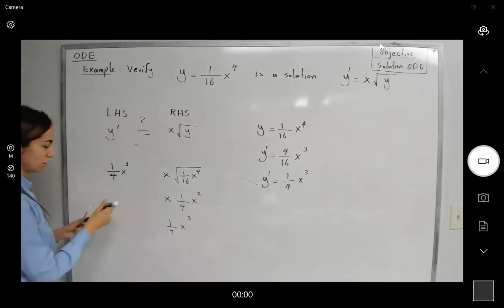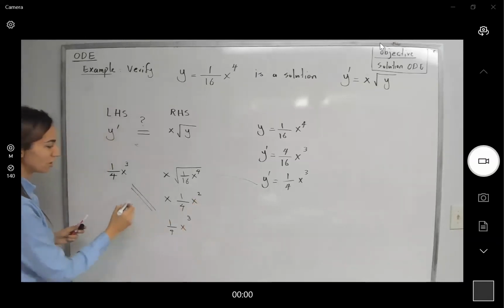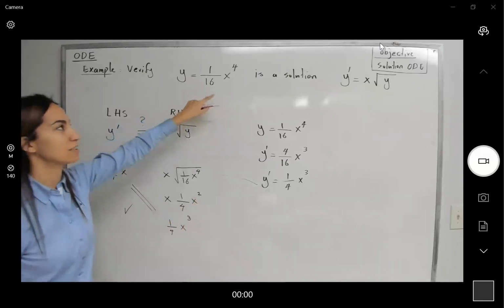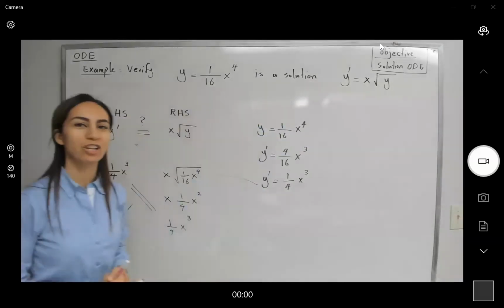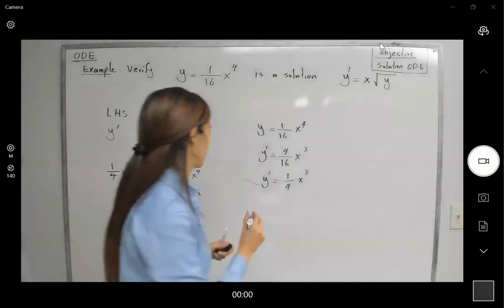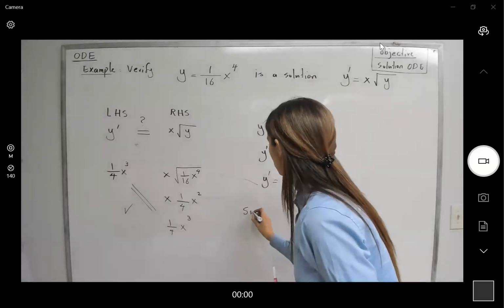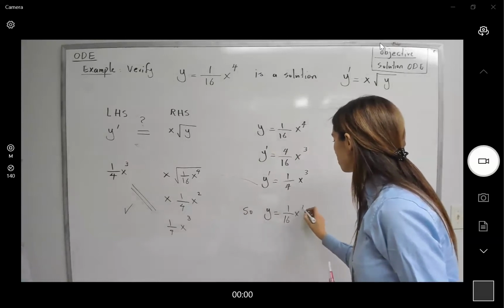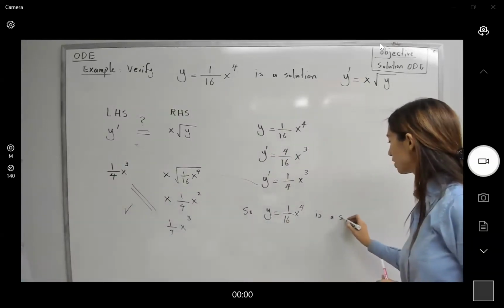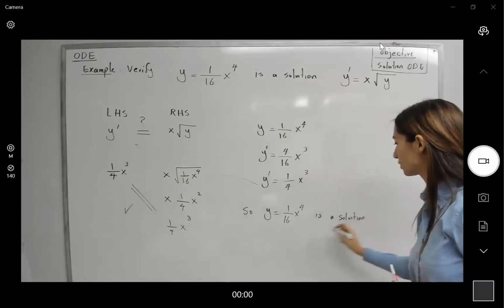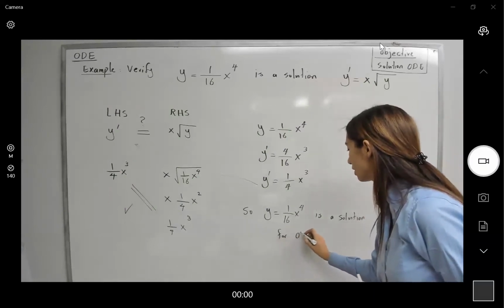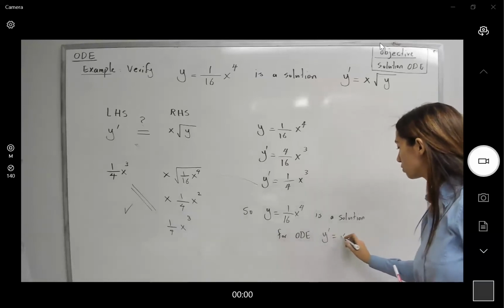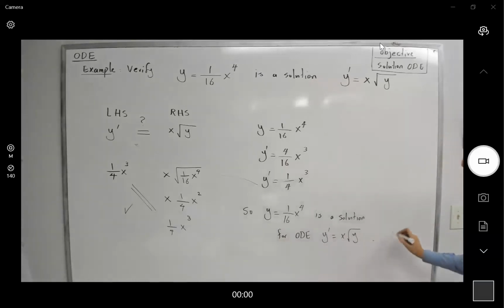Are they equal to each other? Of course, they are equal to each other. And it means that we just showed that this explicit function is a solution for the differential equation. So our conclusion is y equals 1/16 x to the 4th is a solution for the ordinary differential equation. You can write down the equation here, y prime equals x times square root of y.